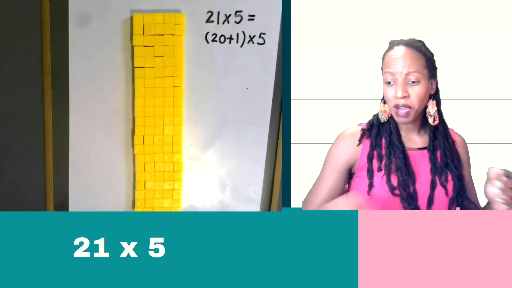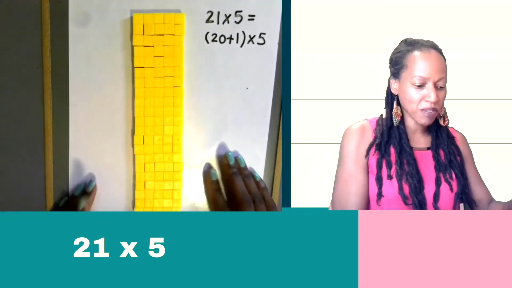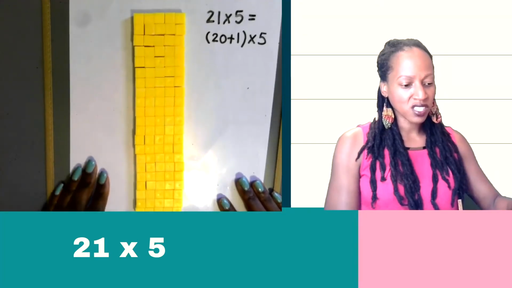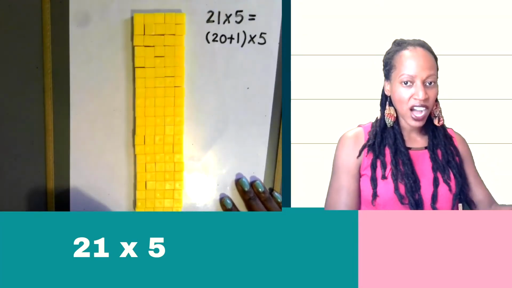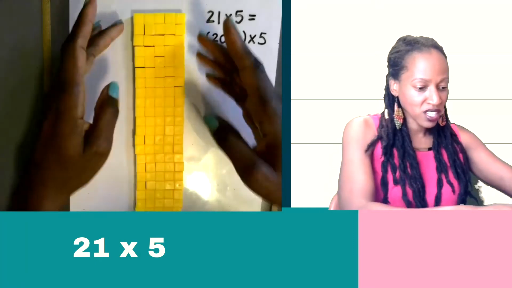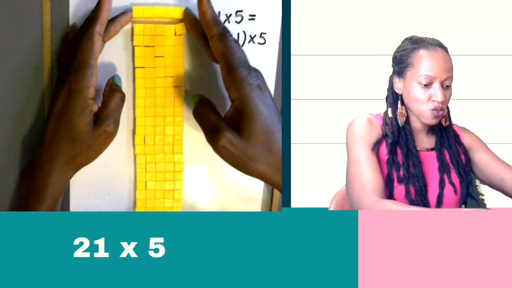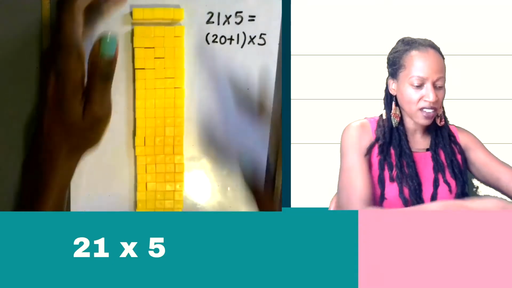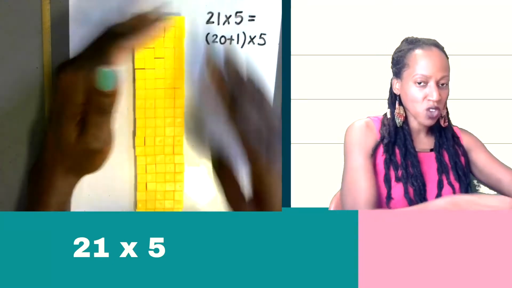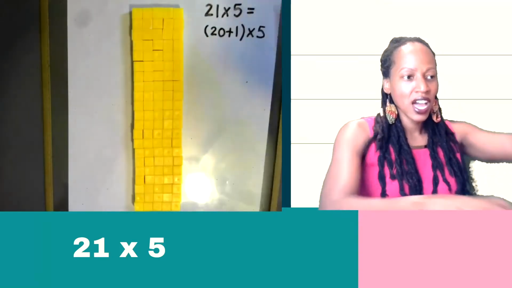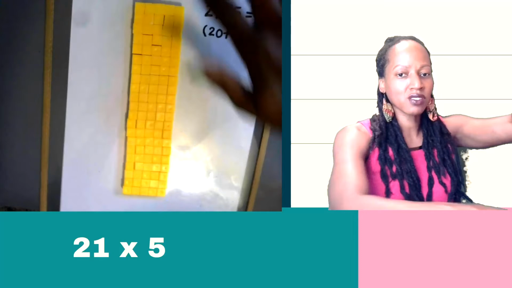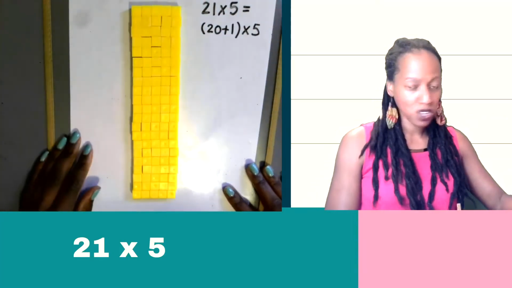So let's take a look at my model here. I grabbed my base 10 blocks to really help with my thinking. And so what you'll notice is I have groups of 5. How many groups of 5? Well, let's see. This is one group of 5 here. If I count 1, 2, 3, 4, 5. Now, if I want to represent the total area or the total product, I must have 21 groups of 5. So let me count to make sure that's what I have. You can count with me.